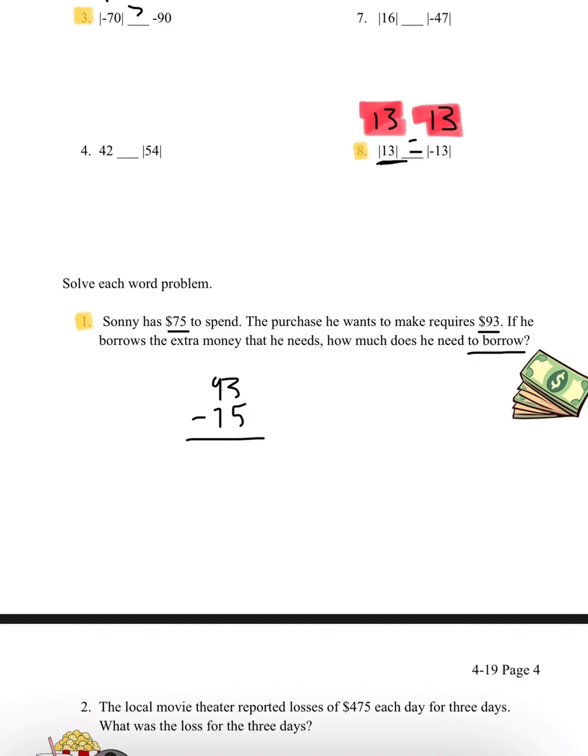So if we do this, this becomes 13, and this becomes an 8 since we borrowed. 13 minus 5 is 8, and 8 minus 7 is 1. So our answer for this is going to be $18 that Sonny needs to borrow, and that's our answer.